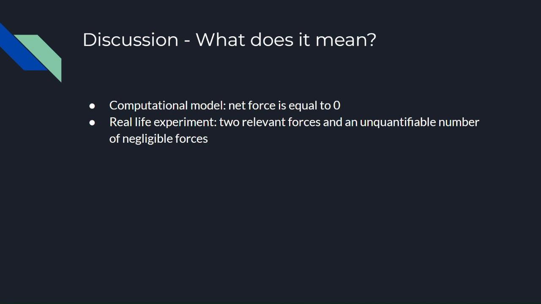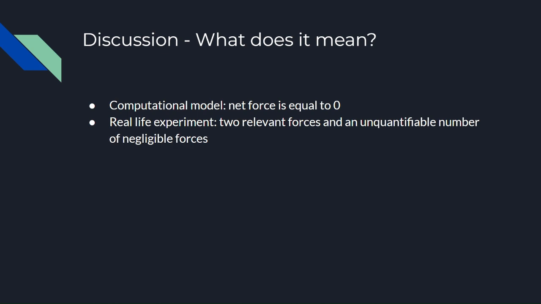In the computational model, the net force is equal to 0, which allows our system to experience constant velocity and can be observed from the graphs previously displayed. However, in real life, there are two relevant forces that greatly change the motion of the soccer ball, and an infinitely large number of negligible forces that can generally be ignored, but they still do alter the motion of the system. The two relevant forces are friction and air resistance, and these slow down the soccer ball's velocity and contribute to a position that does not match the computer-generated position graph.